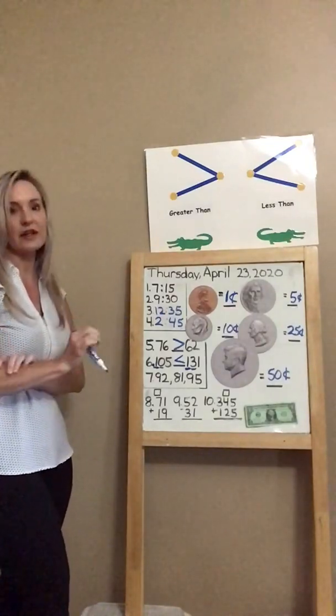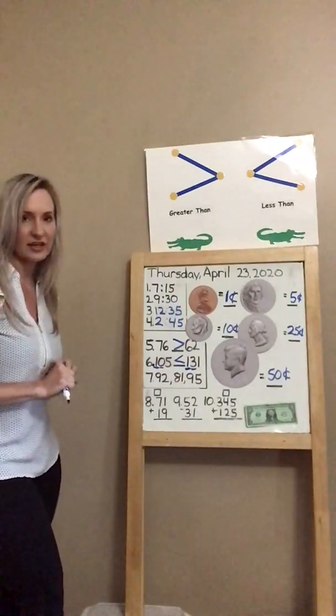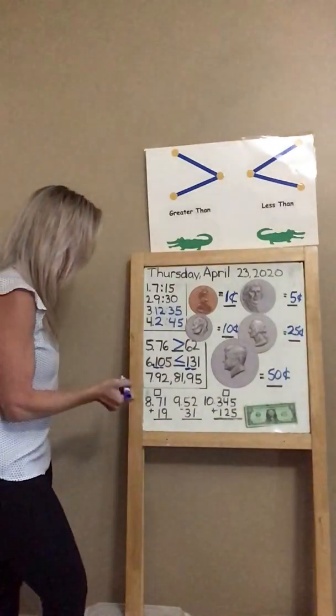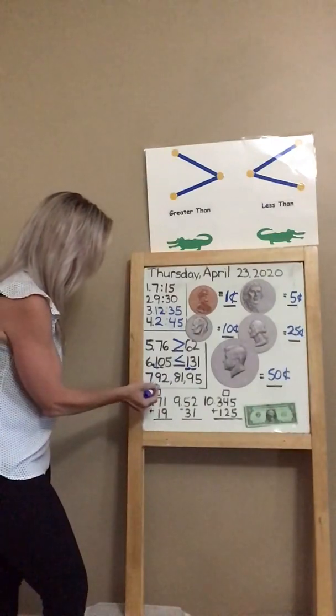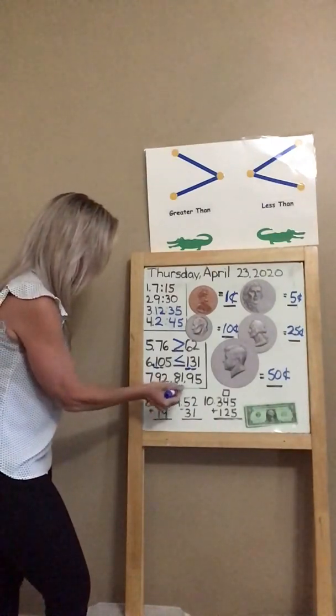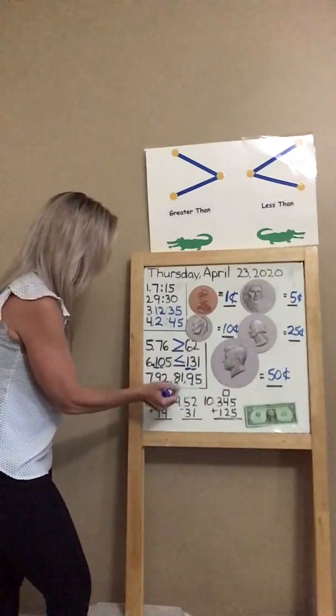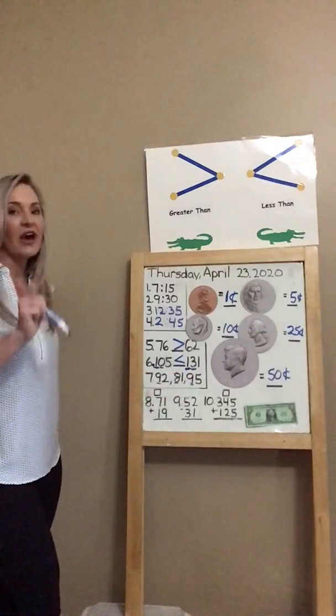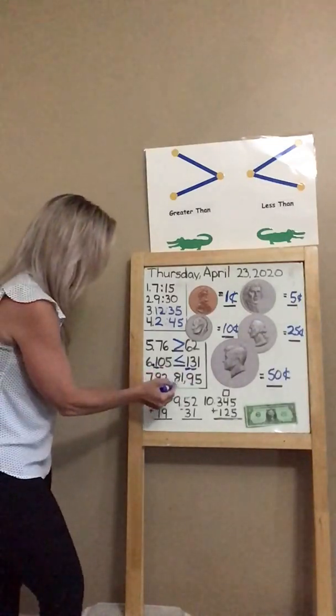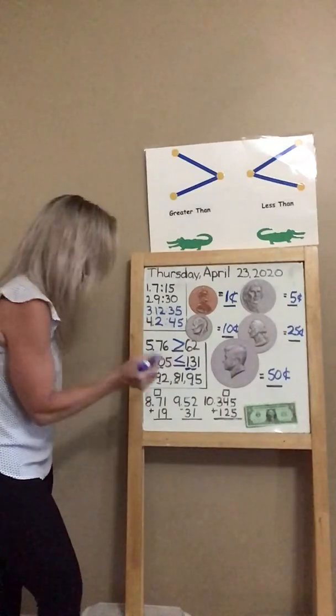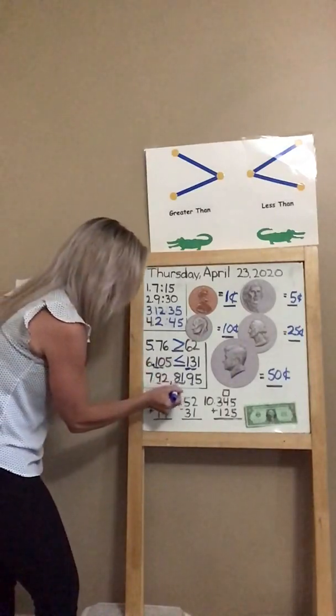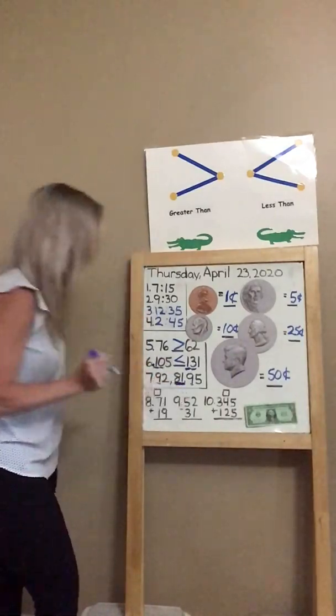I'm going to go ahead and do that on my board when you're ready to check it. Here we go. I'm looking at my numbers. I'm going to start with my tens place. I have a 9, an 8, and a 9. I know that 8 is less than 9. So right there, I know my least number is 81.